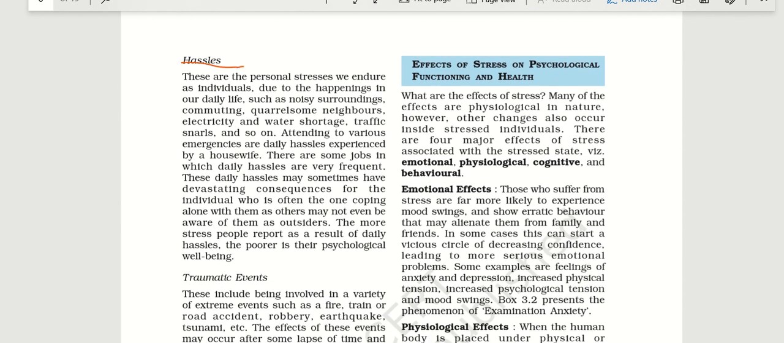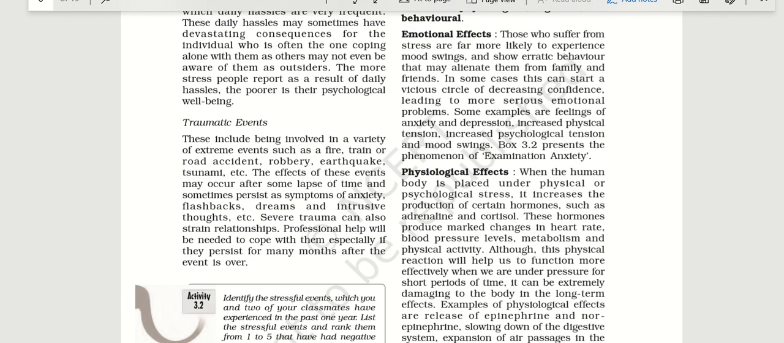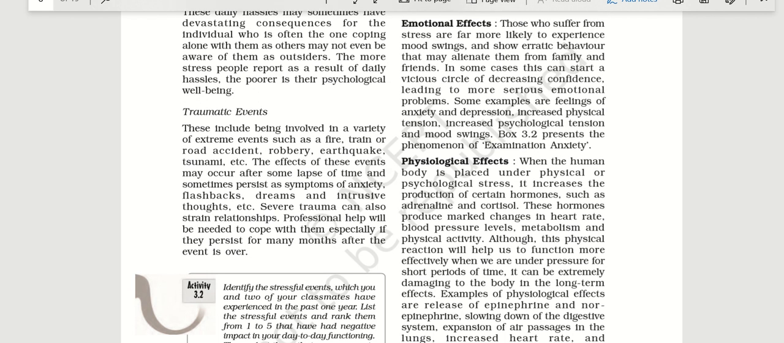Then we have hassles. These are personal stresses we endure as individuals due to happenings in our daily lives, like noisy surroundings, commuting, quarrelsome neighbors, electricity and water shortage. So these are the factors which may lead to stress. Or there is a traumatic event, like you have witnessed a very bad earthquake, a robbery in the house, or a kidnapping. These are the traumatic events which may lead to long-term stress.